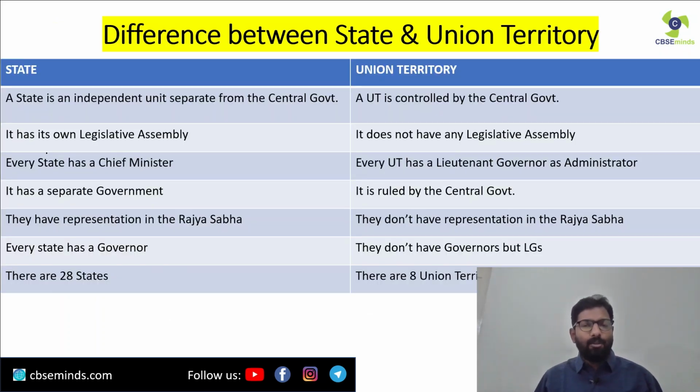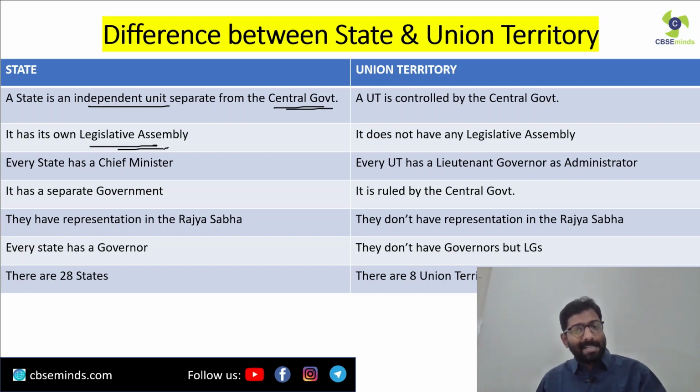Now on this slide we'll be looking at the difference between a state and a union territory. See, first point, a state is an independent unit which is separate from the central government. On the other hand, talking about union territory, it is not separate from the central government, but it is controlled by the central government. The central government has got exclusive control over a particular union territory. Second point, the states are having their own legislative assemblies, but on the other hand the union territories don't have their separate legislative assemblies, clear?